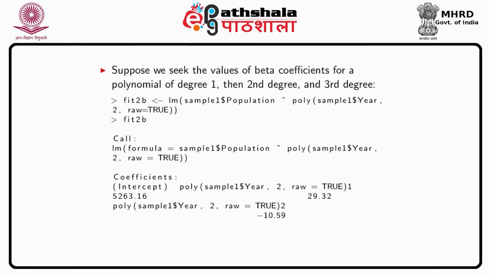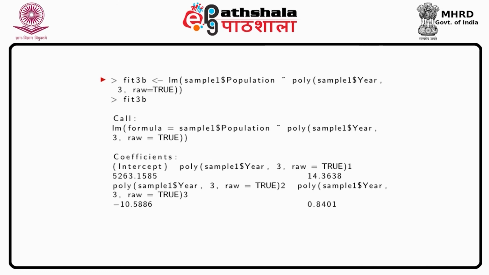On the next slide, we have fitted a similar polynomial, but now we have increased the degree to 3. The coefficient outputs in R for fitting a polynomial of degree 3 are the same as before, and the interpretation also remains the same.